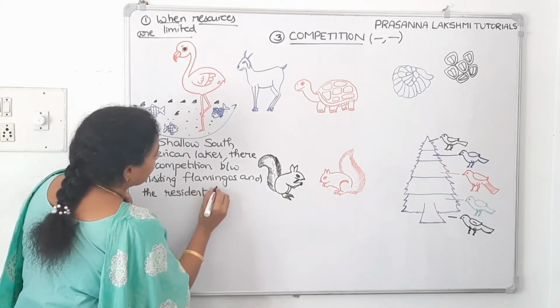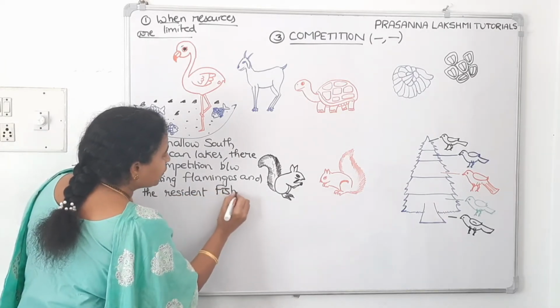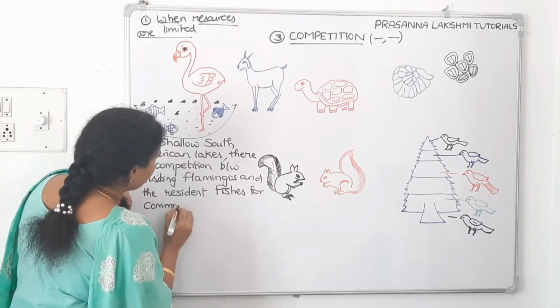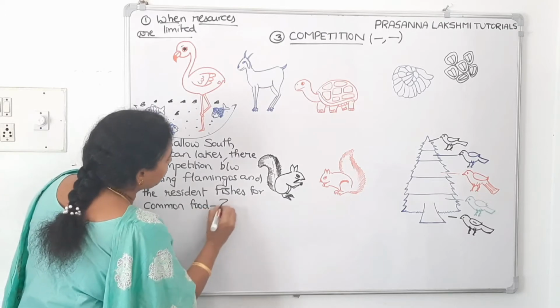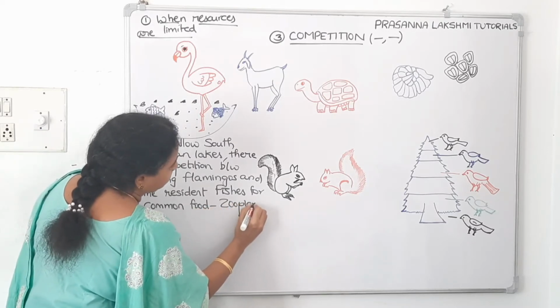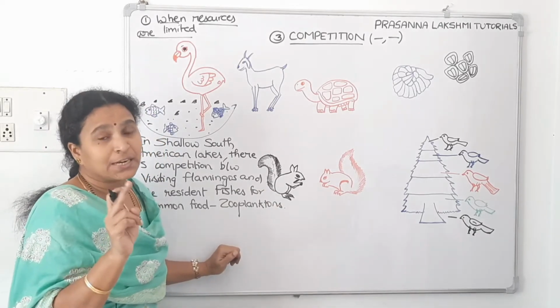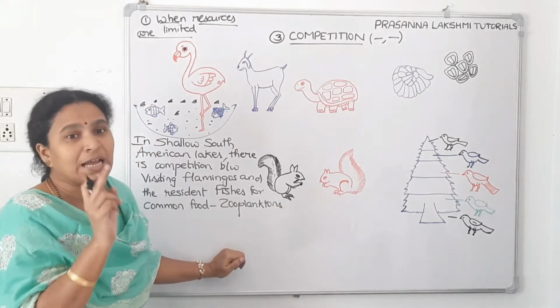The competition is for common food. What is their common food? It is zooplanktons. So, when will competition occur? We took a first condition. Competition will occur when resources are limited.